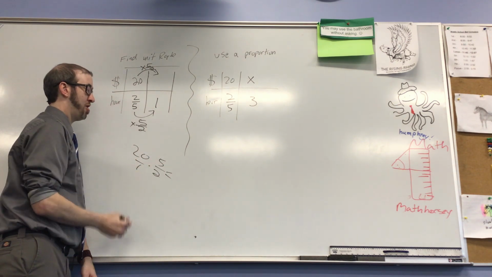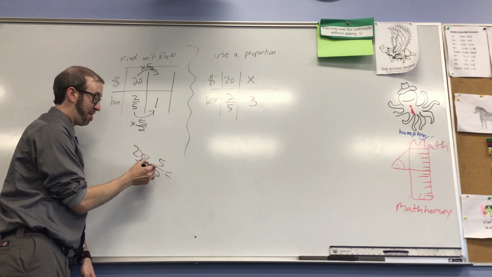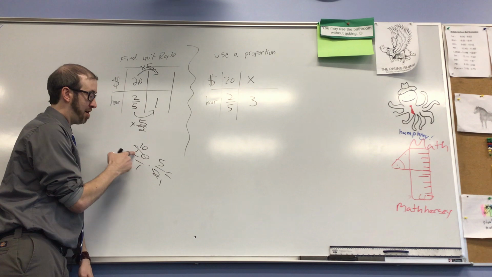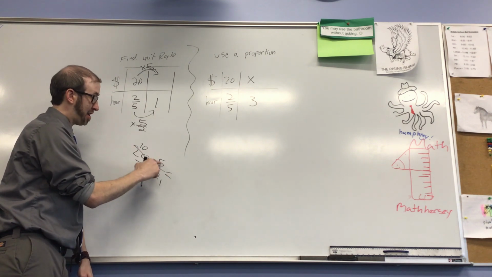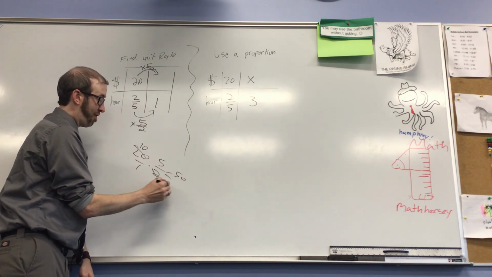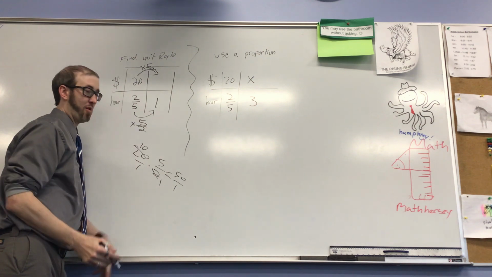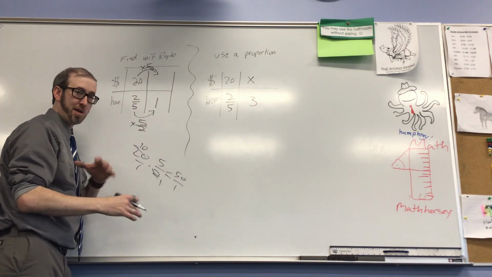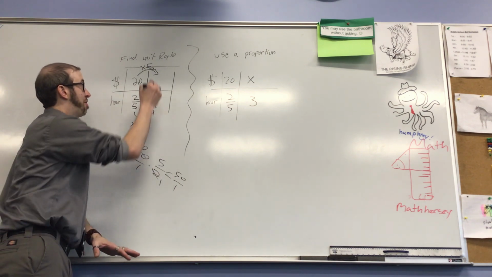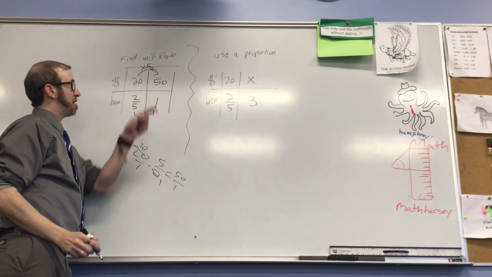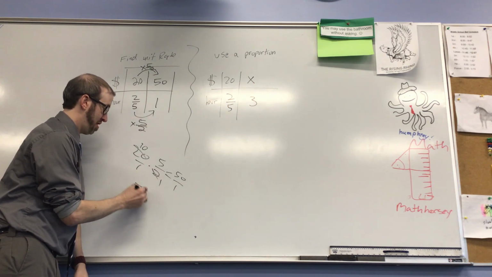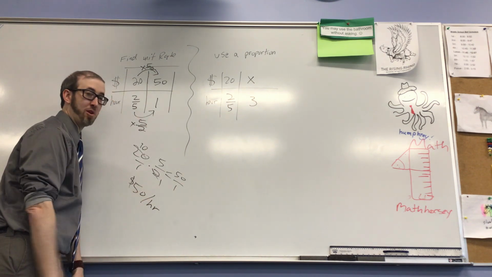Line this up. Cross simplification. 20 divided by 2 is 10. Over 1. Multiply across. 10 times 5 is 50 over 1 times 1 is 1. If you don't like the cross simplification or cross canceling, multiply across, divide down, that's fine. Still get the same thing. So in this case, you're making $50 per 1 hour. $50 an hour. Pretty sweet.